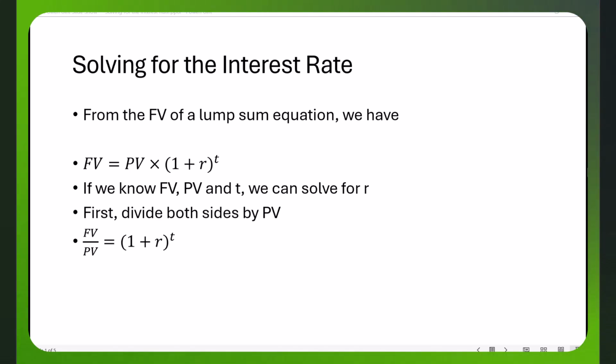Well, here we have the basic future value equation. Future value equals present value times 1 plus the interest rate raised to the tth power, where t is the number of periods that we're compounding over. So if we know future value, present value, and t, we can solve for the interest rate r. How do we do that? We just do a little algebra. We divide both sides by PV, and you have 1 plus r to the tth power.